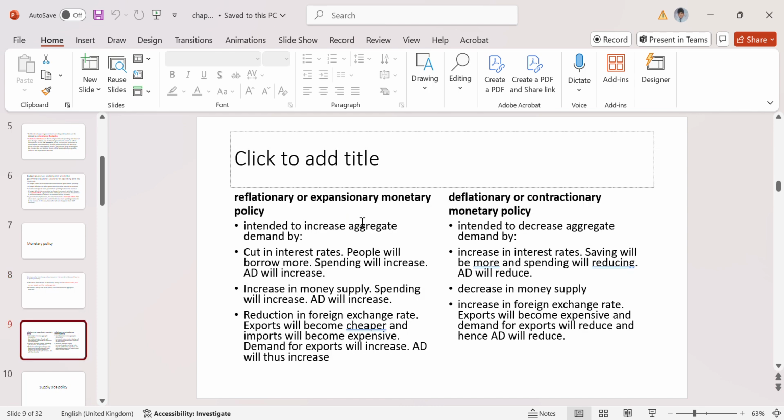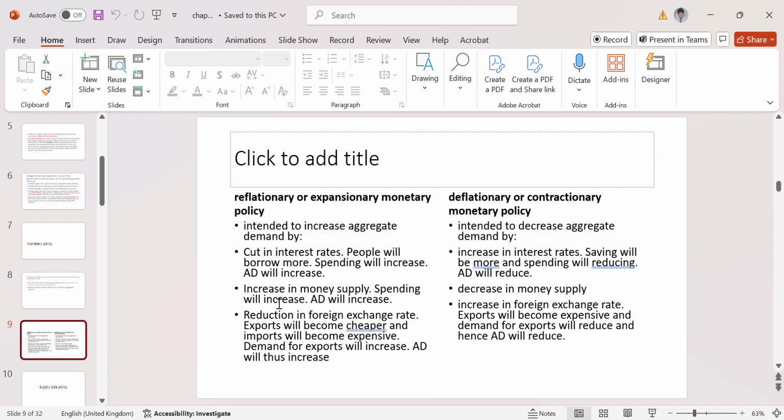Now monetary policy is again of two types, expansionary and contractionary. Under expansionary monetary policy, the government aims to increase the aggregate demand. And how does it aim to do so? The government will reduce the interest rates. If the government reduces the interest rate, the cost of borrowing will reduce. People will hence borrow more. If they borrow more, they will spend more and AD will increase.